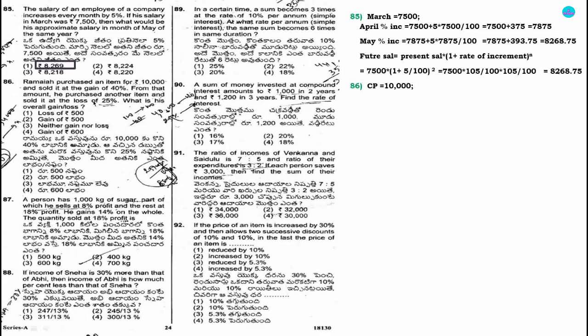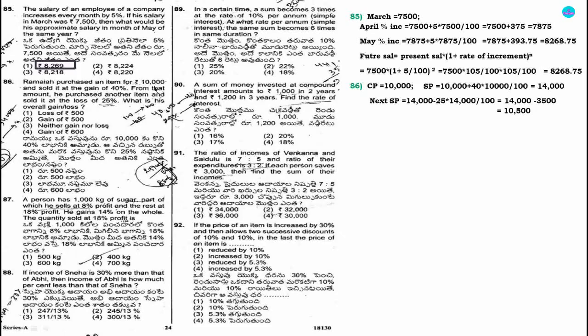Now 86. Ramaya purchased an item for rupees 10,000. So the cost price is 10,000, and sold it at a gain of 40%. Now selling price is 10,000 plus 40% gain on 10,000, so 40 into 10,000 by 100. So that is equal to 14,000. Next, from that amount he purchased another item and sold it at a loss of 25%. So next selling price will be 14,000, and it's a loss, so you have to do subtraction: minus 25 into 14,000 by 100. So 14,000 minus, if you solve this you will get 3,500, that is 10,500.